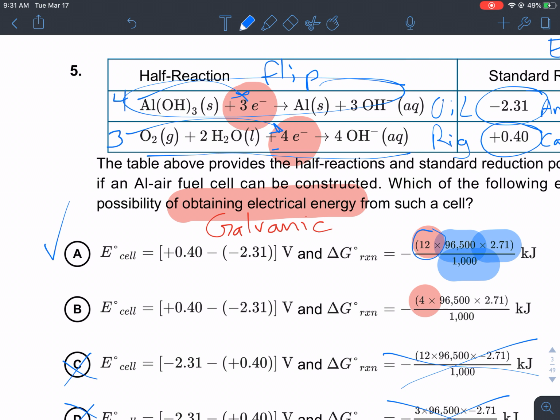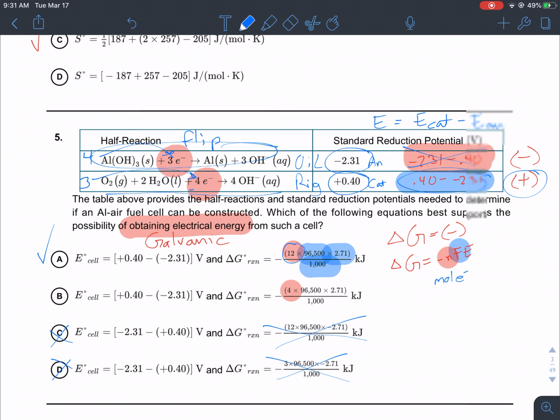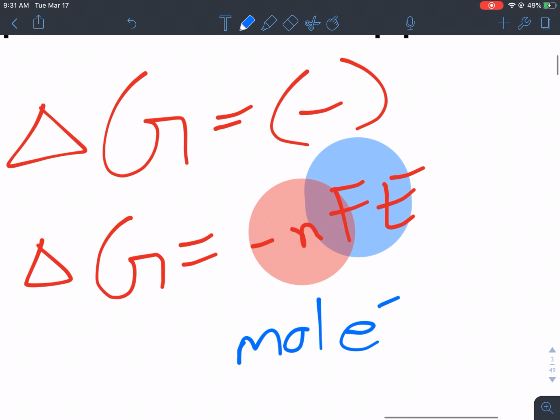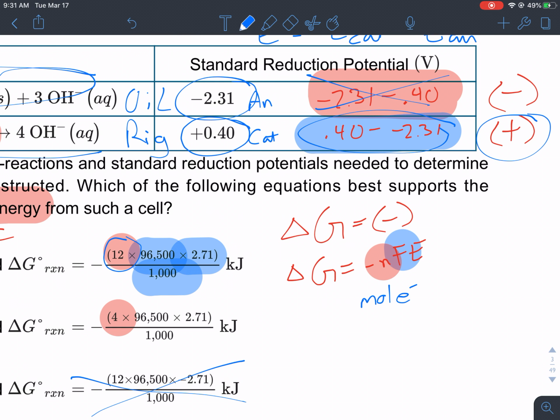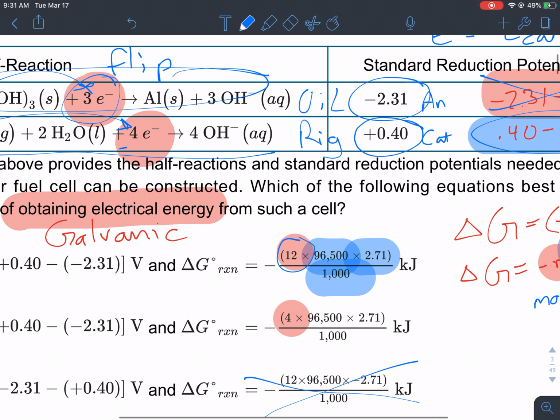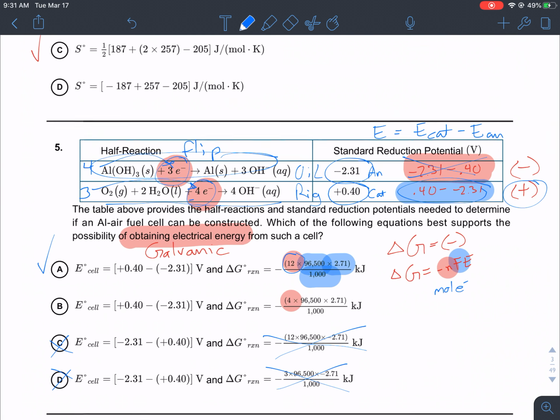Now, there's so much thinking that needs to go on in this question. Remember, at the beginning you have to realize that since we're trying to obtain electrical energy, this has to be a galvanic cell. If it's a galvanic cell, your E cell must be positive. From there, you calculate the delta G with the equation negative nFE, where n, the moles of electrons, is the number at which the electrons cancel out. There's a lot to do here, but it's a very doable problem. You just have to be good with the concept, and it'll come to you pretty quickly.